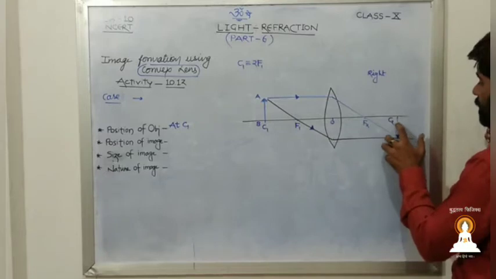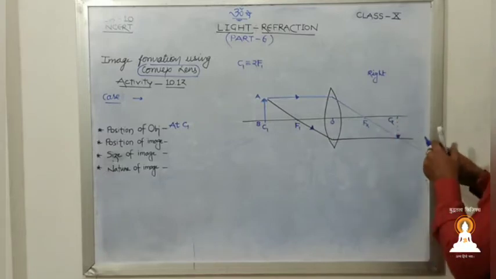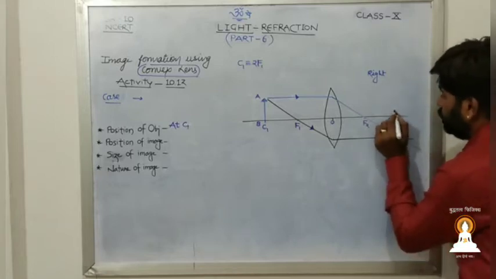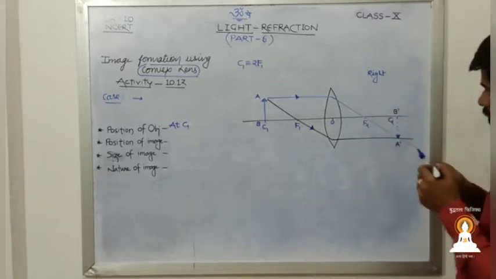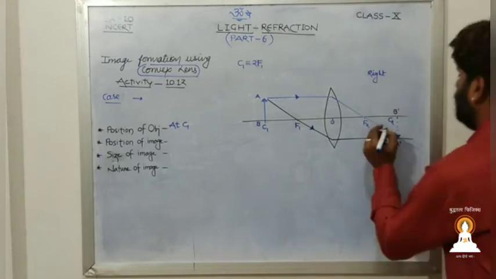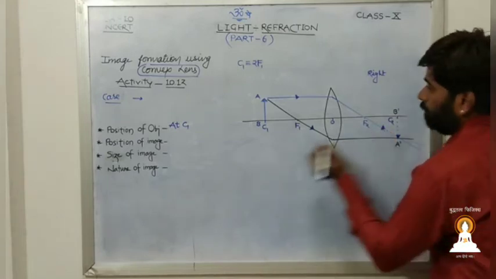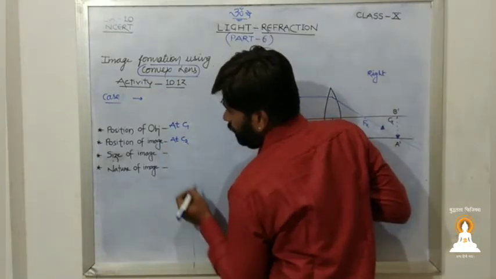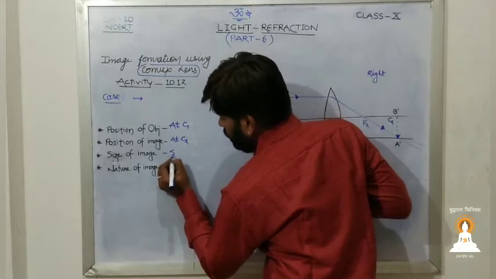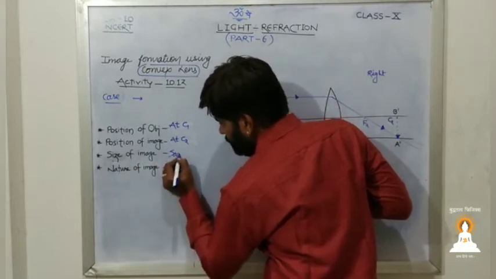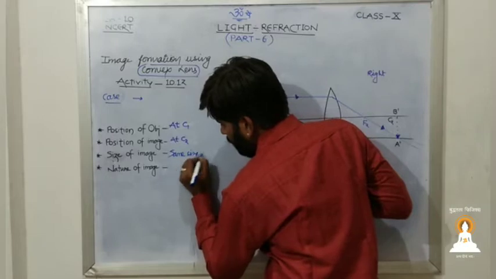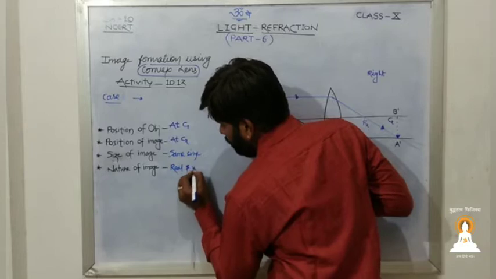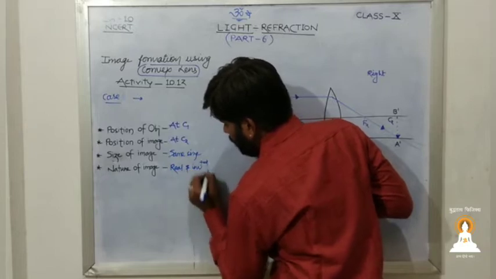Remember, the image will always be drawn with the dash line. So this is going to be A dash, this is going to be B dash. Now we may see, very simple, the position of the image will be at C2. The relative size of the image will be the same size. And the nature of the image will be real and inverted.